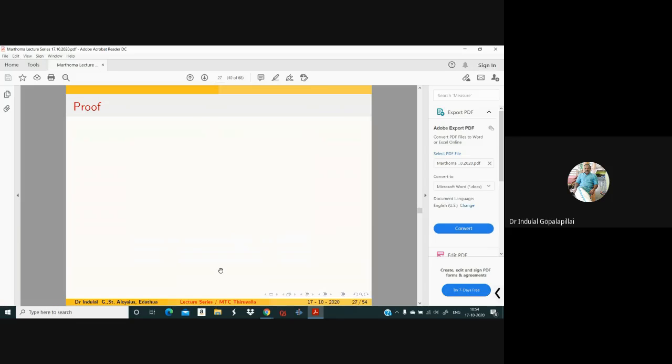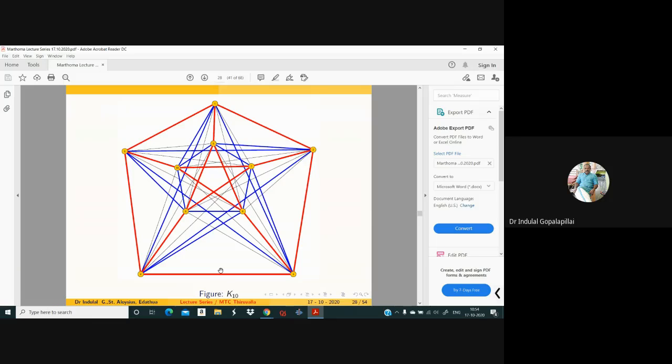Actually, this is K10, and we can find 2 copies of the Petersen graph inside K10. The red is the conventional drawing of the Petersen graph: the pentagon outside, and inside the pentagram, joining corresponding vertices. That is a conventional drawing of the Petersen graph. One copy of the Petersen graph is there, and blue is another copy of the Petersen graph.